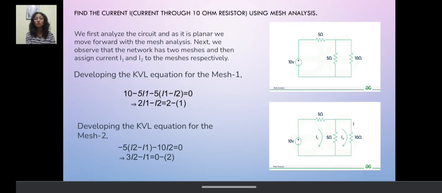Developing the KVL equation for mesh 1: 10 minus 5 I1 minus 5 (I1 minus I2) is equal to 0. Now 2 I1 minus I2 is equal to 2. Developing the KVL equation for mesh 2: minus 5 (I2 minus I1) minus 10 I2 is equal to 0. 3 I2 minus I1 is equal to 0. This equation is for the second mesh, and the first equation is for the first mesh respectively.